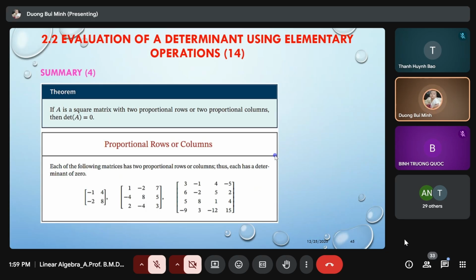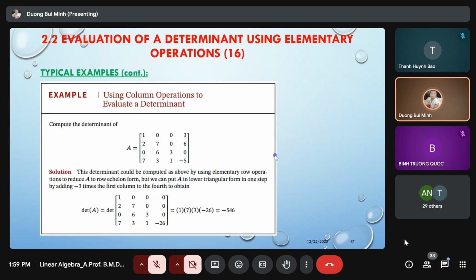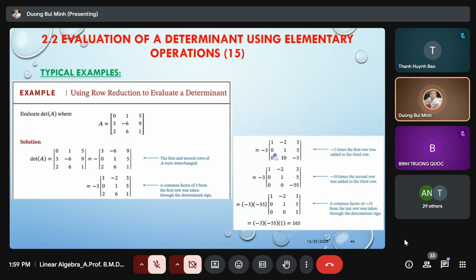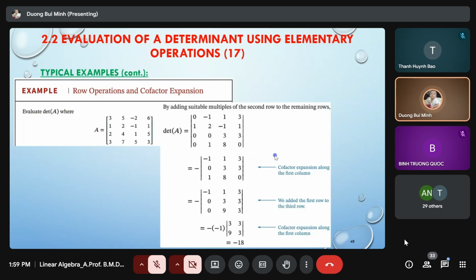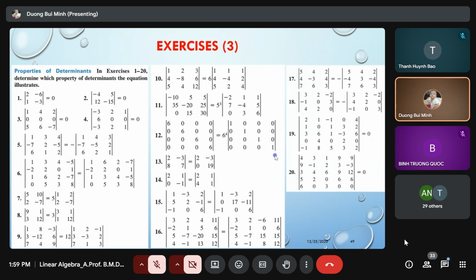I think that's enough. So we have some typical examples. You study them for yourself. Now we have some exercises to help you practice, for example, determinant with properties of determinant of the equation.